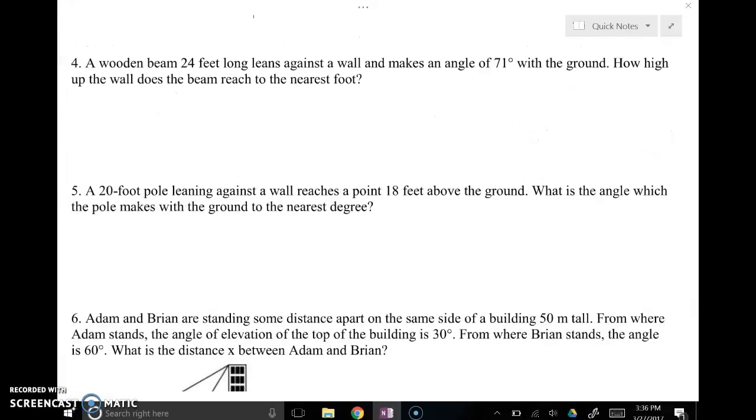Let's finish on this example here, number 4 on your notes. A wooden beam 24 feet long leans against the wall. So we'll say that this is our wall here, and there's the wooden beam that is 24 feet long. It makes a 71-degree angle with the ground. So that means here the beam and the ground touch at a 71-degree angle. How high up the wall does the beam reach? Well, height is going to be this vertical leg here.